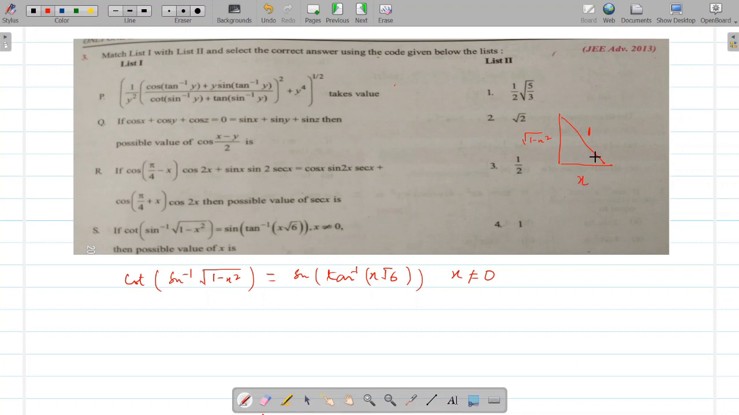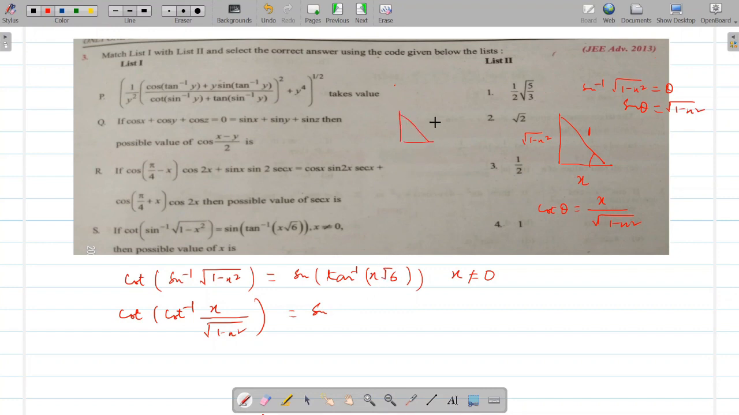I have taken sin inverse of under root of 1 minus x square is equals to theta. So sine theta is equals to under root of 1 minus x square. From there we get the value of cot theta. So cot theta will be x divided by under root of 1 minus x square. So we can write here cot inverse of x divided by under root of 1 minus x square is equals to sine of this tan inverse of x root 6, which we can convert.